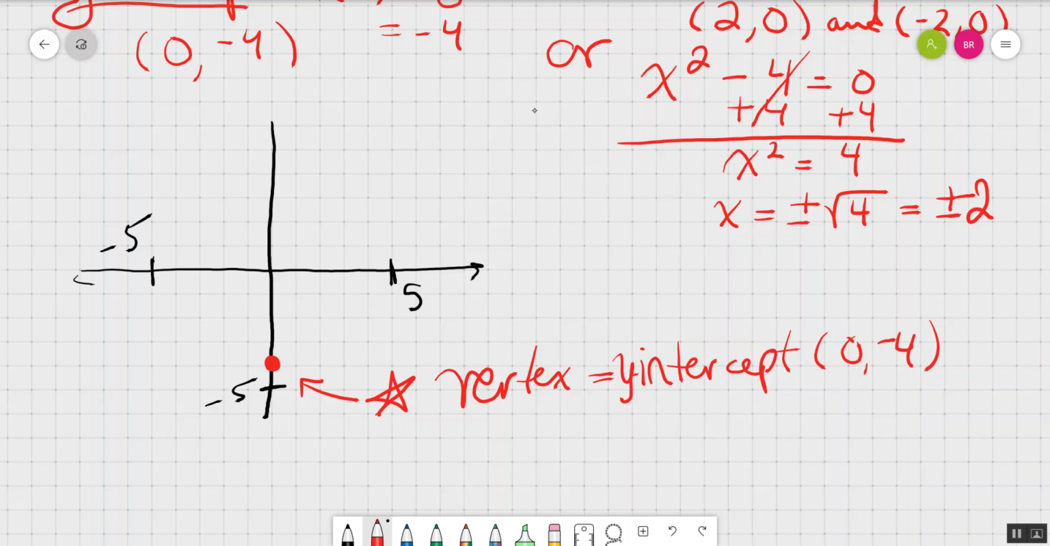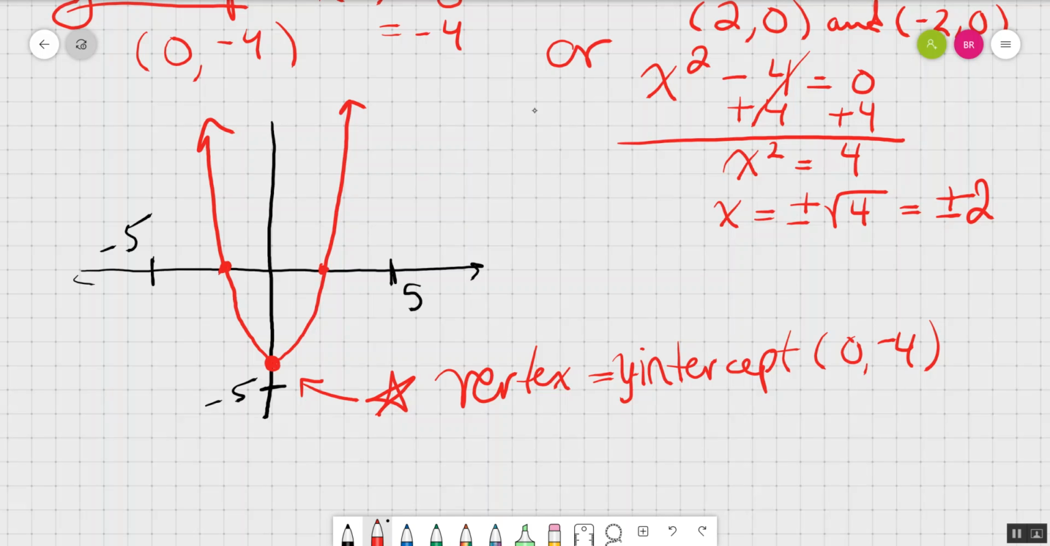And then we have the two x-intercepts of 2, 0 and negative 2, 0. So we'll just do a lovely little parabolic arc to cross those two. Look at that. Beautimus. That one's a little fun, I hope. Maybe? I don't know. Depends on who you are.